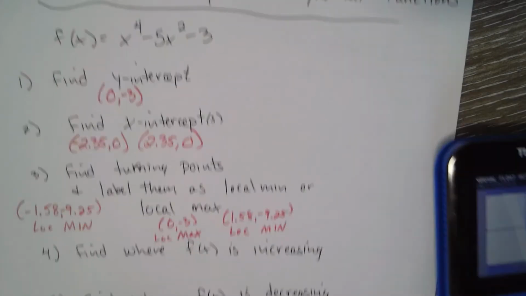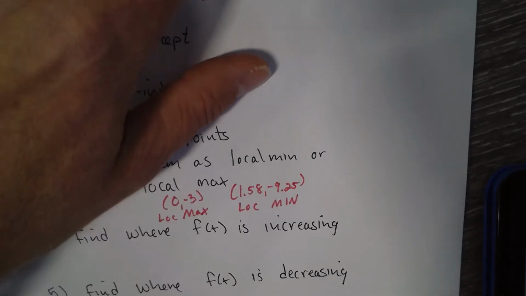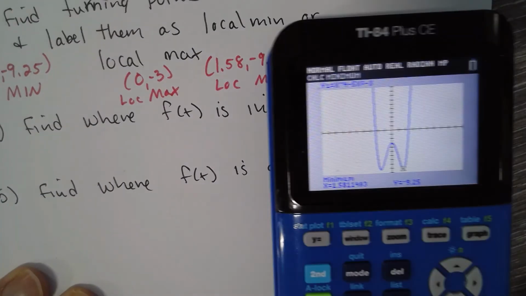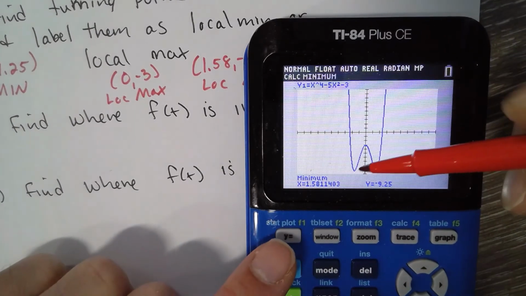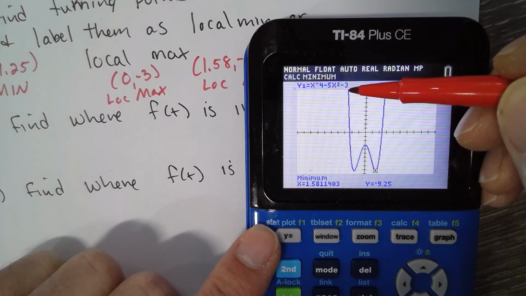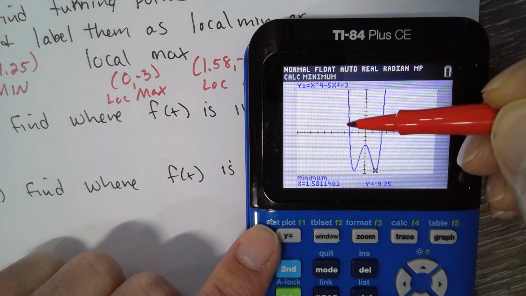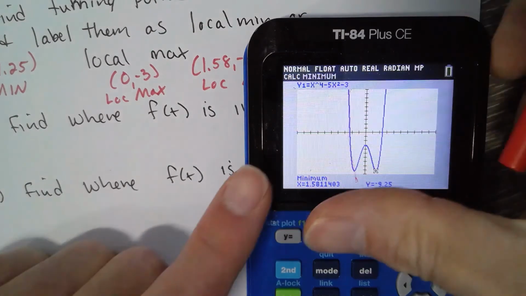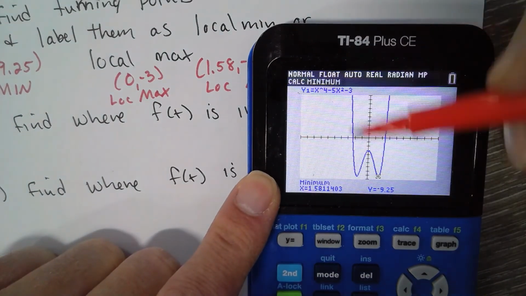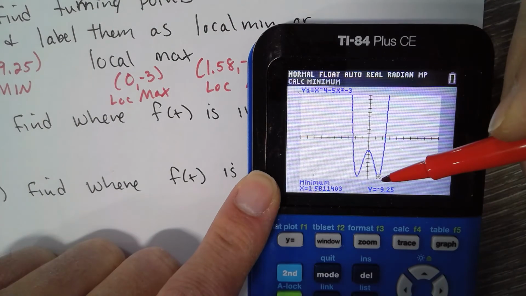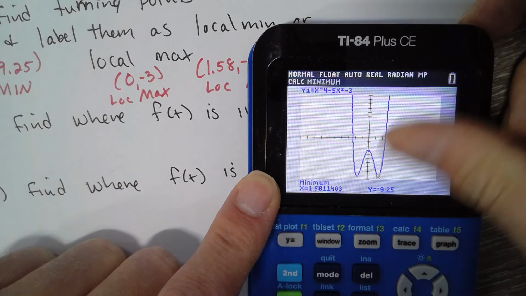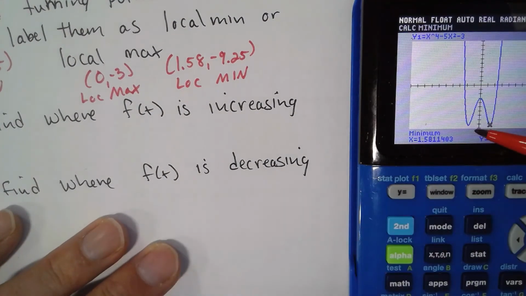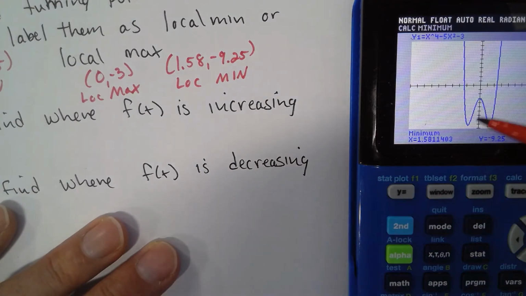So where is f of x increasing and decreasing? Well, it increases between a minimum and a max, and it decreases from a maximum to a min. So you can see that it's decreasing here. It decreases until it gets to there, and then it decreases from here to here. Okay, so it increases from here to here and then here to here.